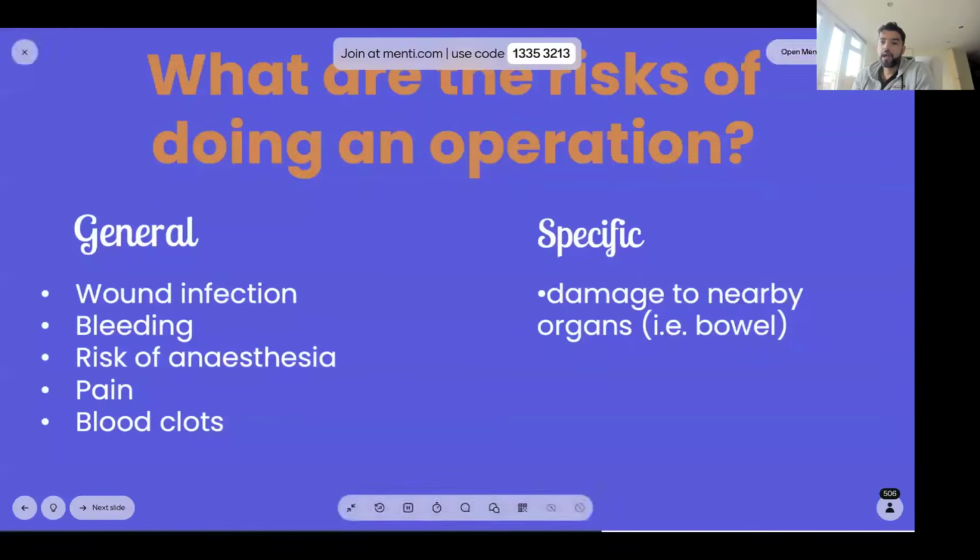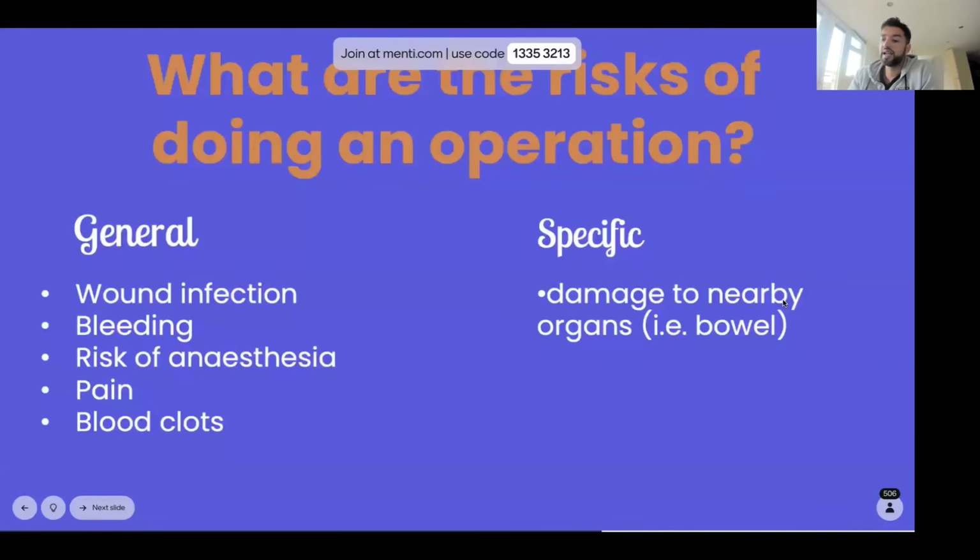So remember, this is an operation, and surgery is something where we have to be very careful. Surgery is quite exciting a lot of the time. It looks like we're doing lots of really cool stuff. But surgery is also the most risky thing that we do in medicine, right? It has the most risks compared to anything else that we do.